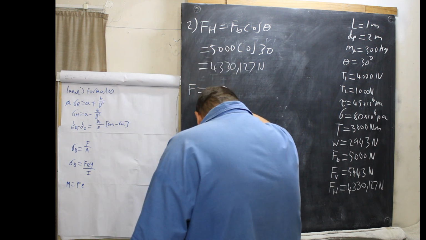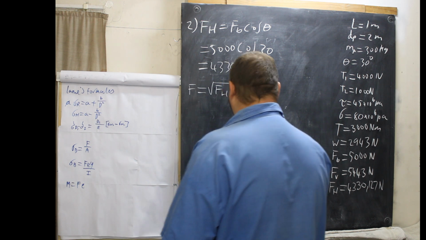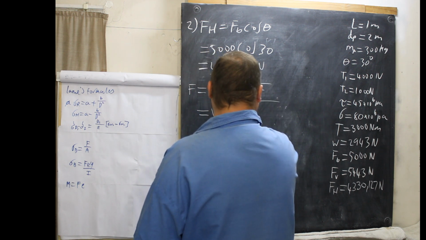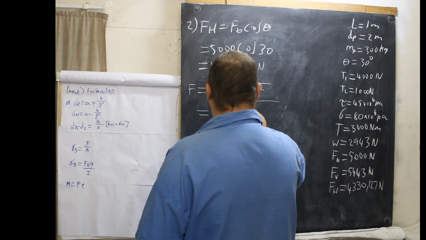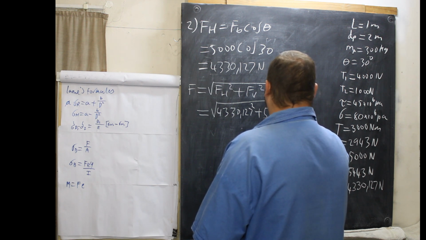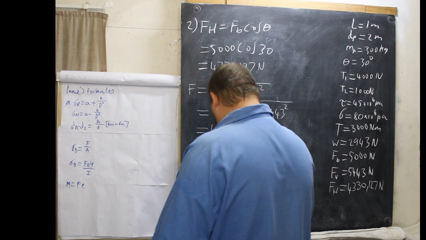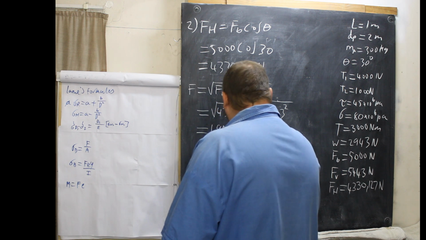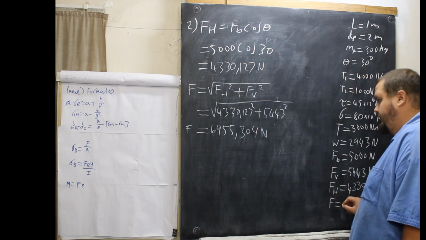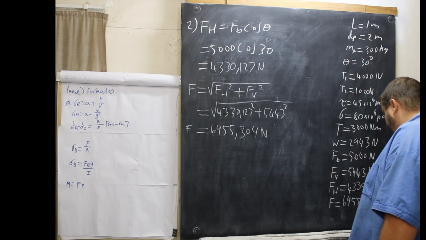F equals the root of FH squared plus FV squared, which is the root of 4,330,127 squared plus 5,443 squared, which equals 6,955,304 newtons. F equals 6,955,304 newtons.